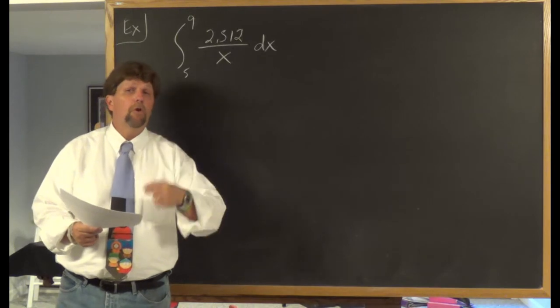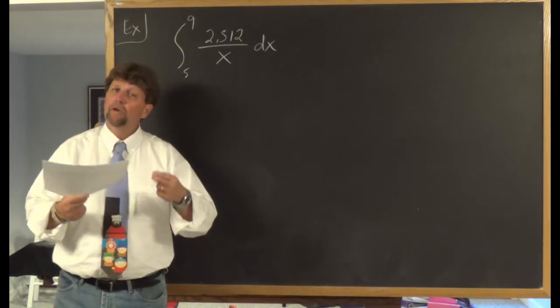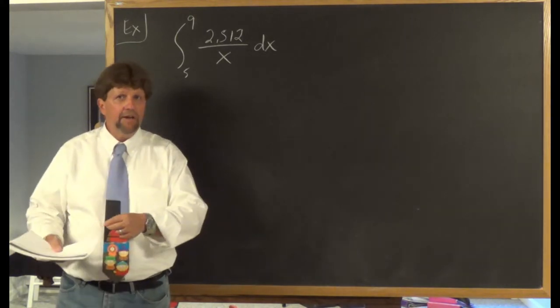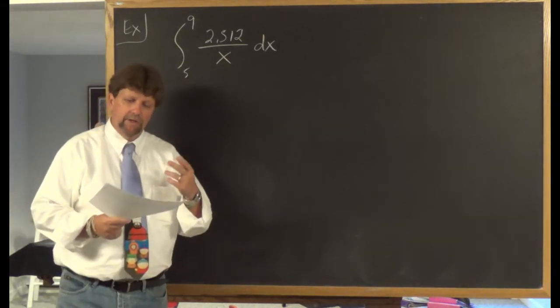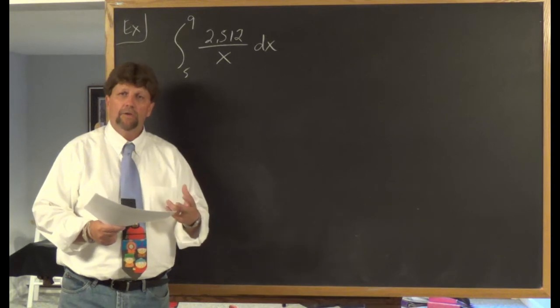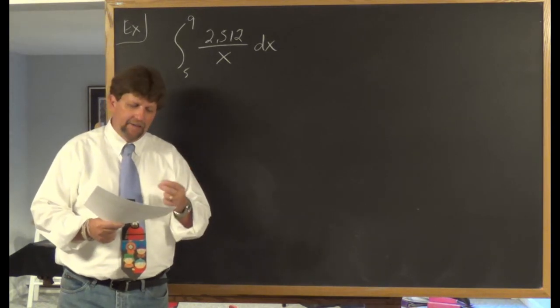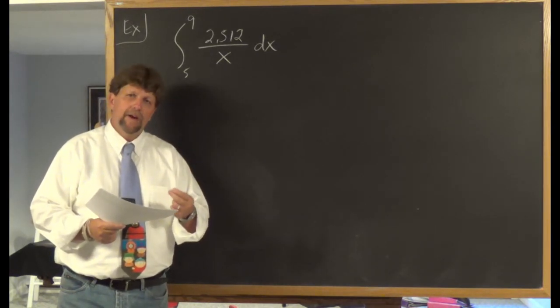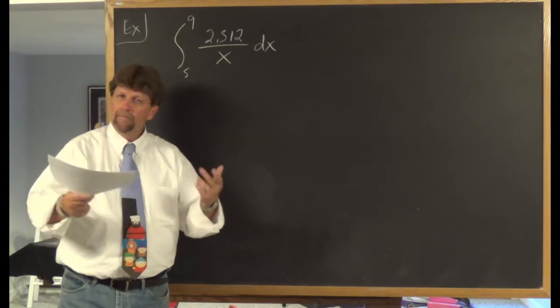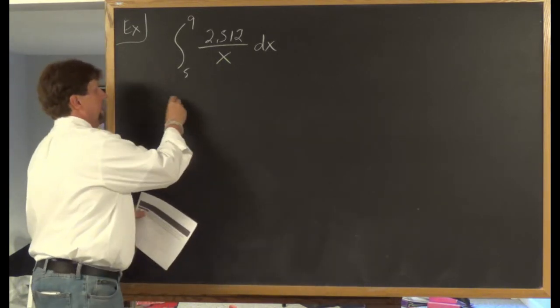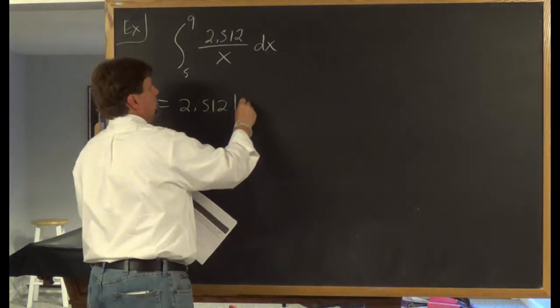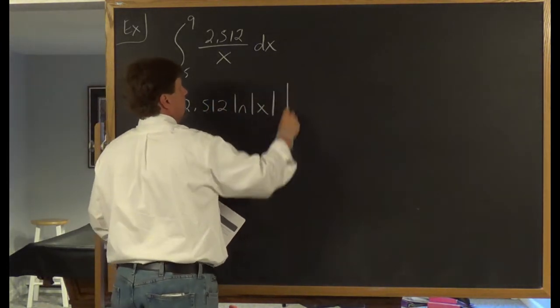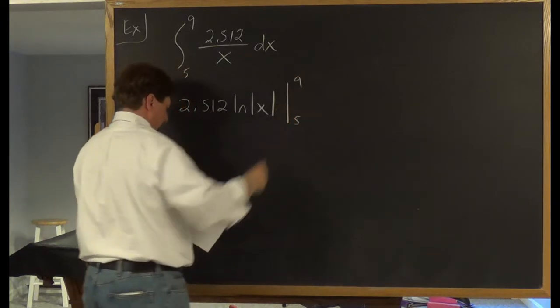To determine the total increase, that means we're going to integrate the rate function. So I immediately set up the definite integral that's going to answer the question of the total increase. We're going to integrate from 5 to 9, 2.512 over x dx. Very straightforward. Antiderivative is 2.512 natural log absolute value of x. We just evaluate that from 5 to 9.